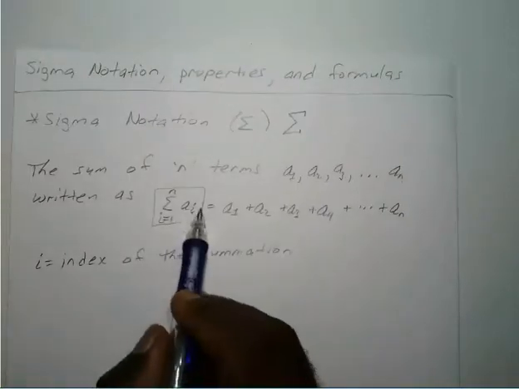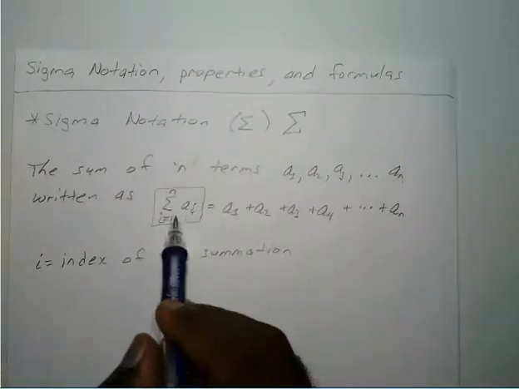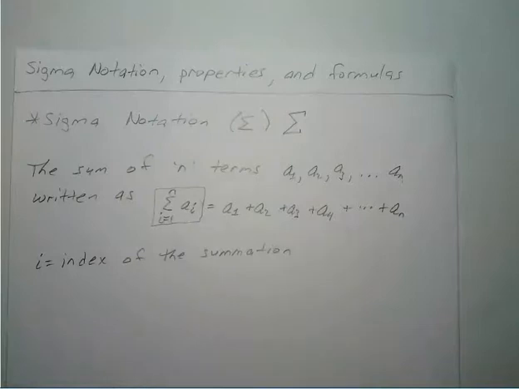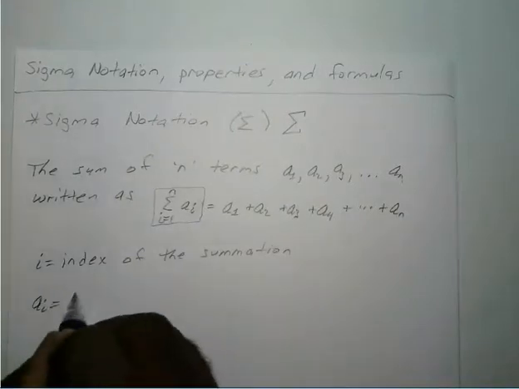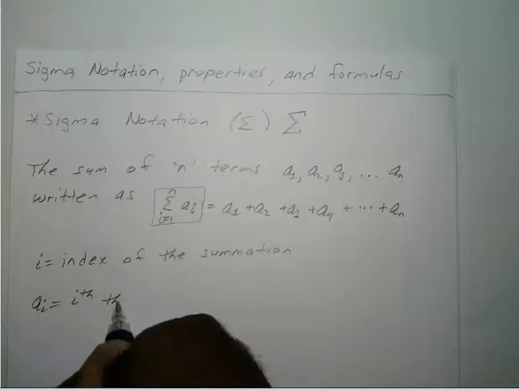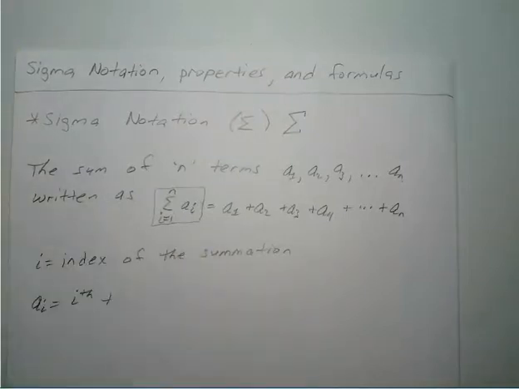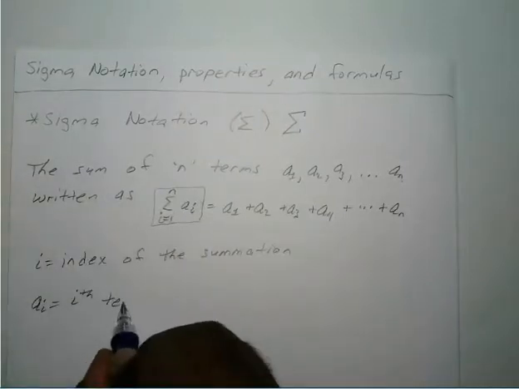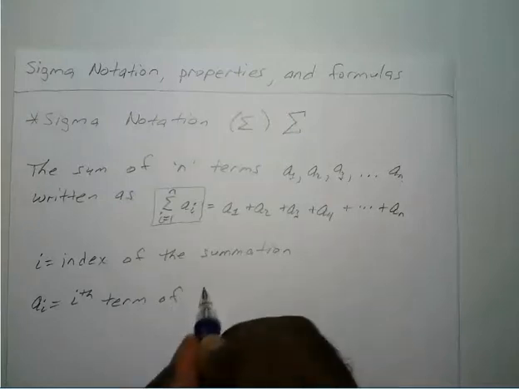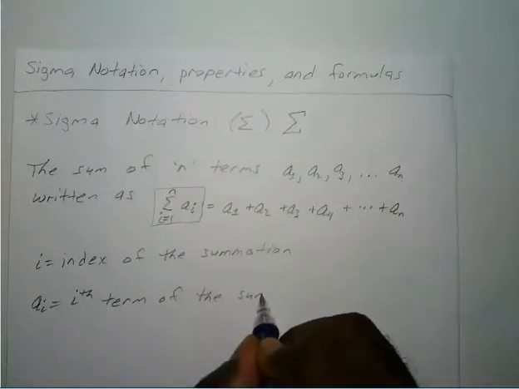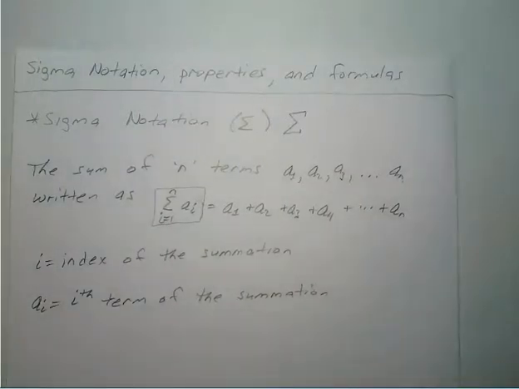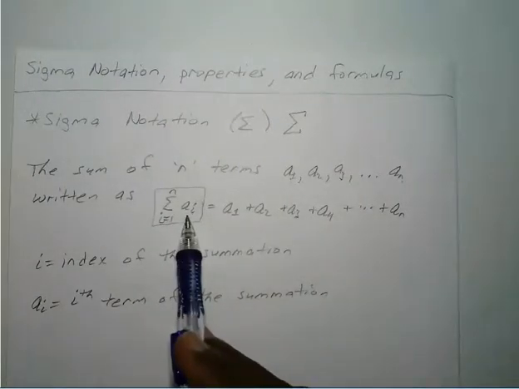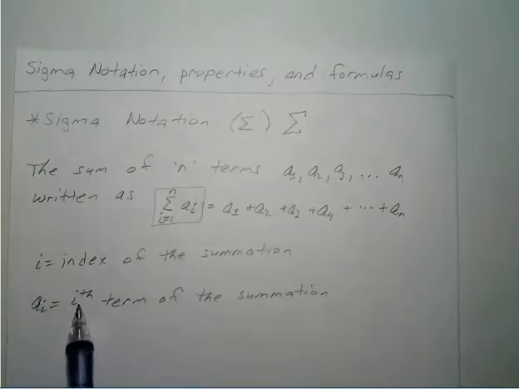Okay, now your a sub i, or whatever expression happens to be there, is your ith term of the summation. Okay, that just means whatever expression you're going to be changing that i for. That's your ith term of the summation.